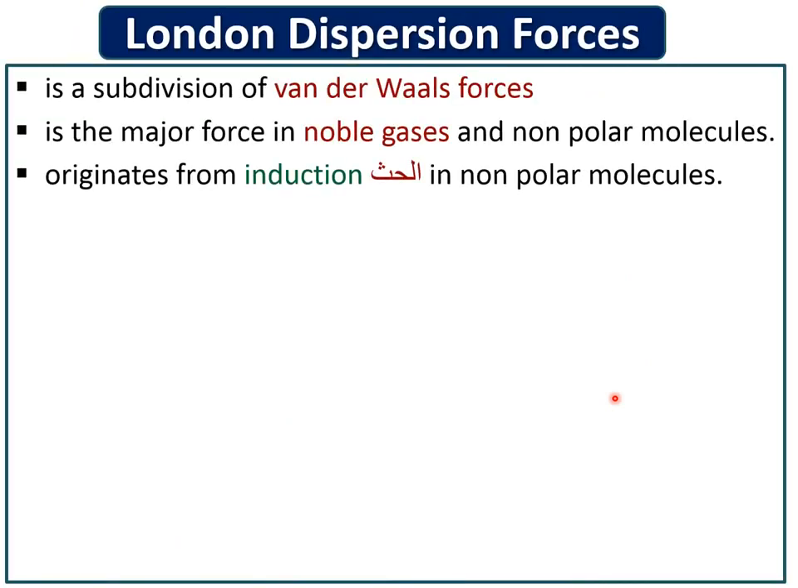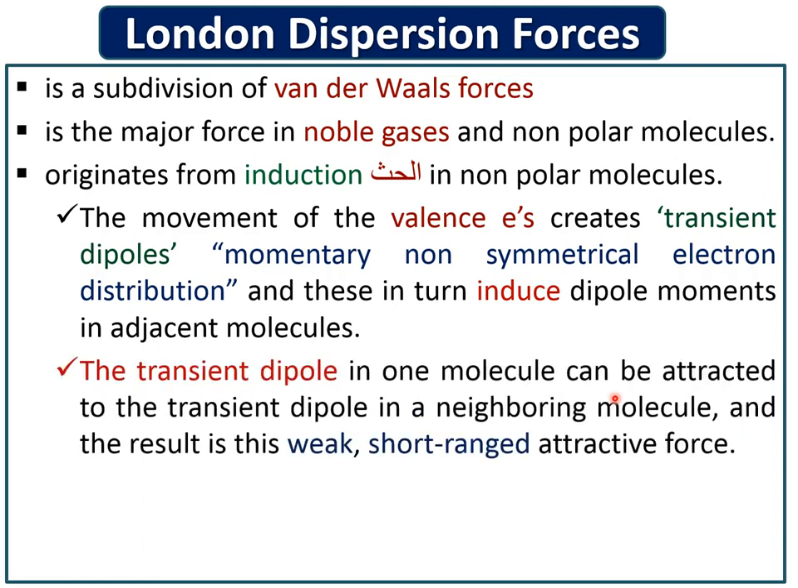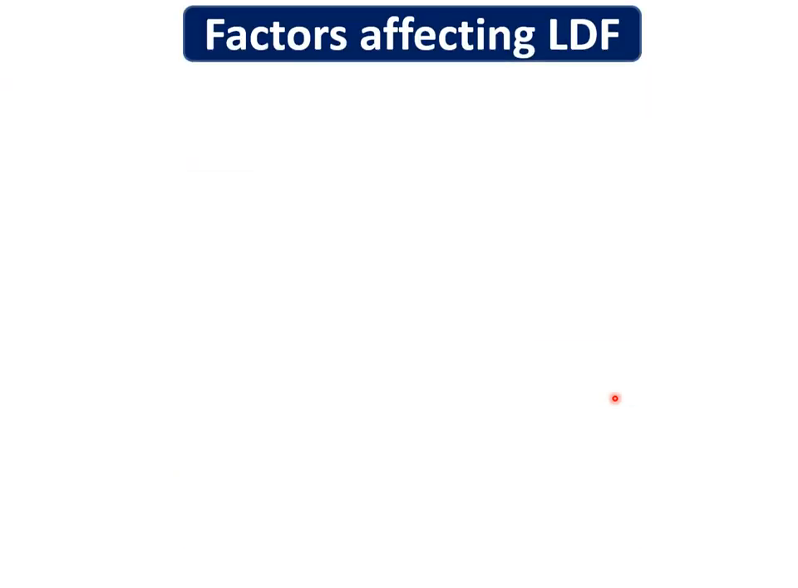The movement of the valence electrons creates transient dipoles, a momentarily non-symmetric electron distribution, and this in turn induces dipole moments in an adjacent molecule. This transient dipole can be attracted to the transient dipole of a neighboring molecule, and the result is a weak, short-range attractive force. It drops off rapidly with distance as a function of 1 over r to the power of 6. So far we have discussed all the types of attraction forces, the chemical attractions and the physical attractions.